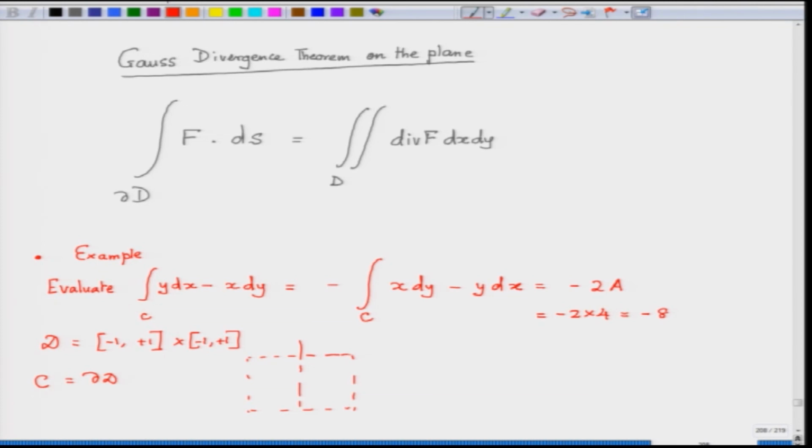But if I go in the clockwise direction, the opposite direction, the value of the integral would have a negative sign here. So, it will become 8. The problem says to go in the clockwise direction, but let me just keep it in the anti-clockwise direction. So the area here is nothing but minus twice the area, and this is minus 8, that is the answer. So, that is how you apply what you have learnt here.